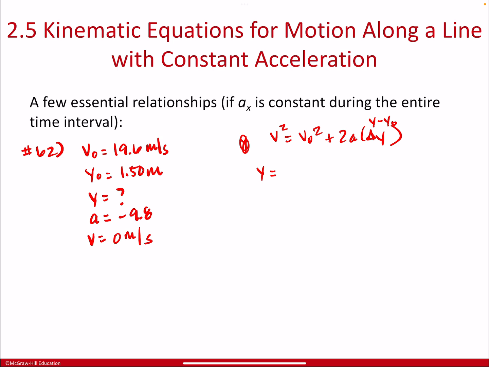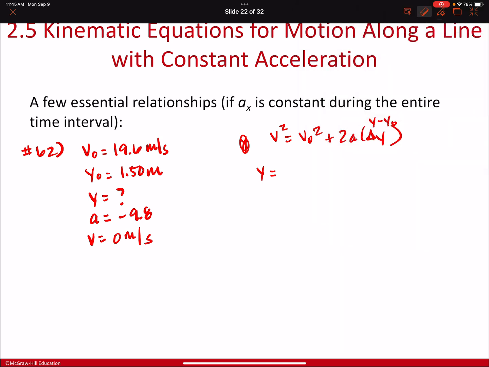Okay, so let me erase a little tiny bit of this. So this is like y minus y naught equals v squared minus v naught squared over 2a. But what do I have to do to this y naught to get y by itself? I got to add it back over, right? Okay, so it's really like this: y equals v squared minus v naught squared over 2a plus that initial position.